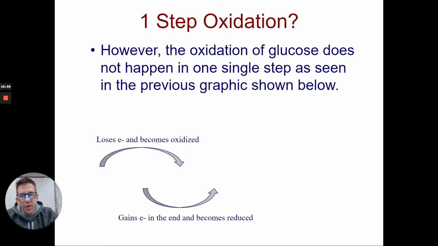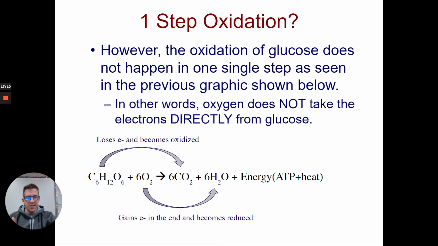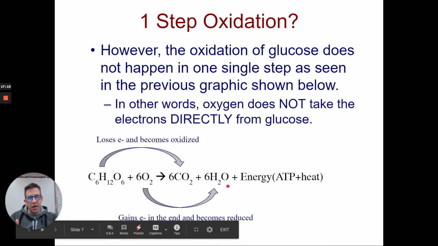All right, so how does this happen in our bodies? We want to know. The oxidation of glucose does not happen in one single step, as we saw in that previous graphic. Okay, so if we look at this, what I'm trying to get at is that this chemical reaction here indicates to us that glucose has these hydrogens, these electrons, and then all of a sudden it loses them and they go directly to oxygen, and in one step they transfer to oxygen and make water. Okay?